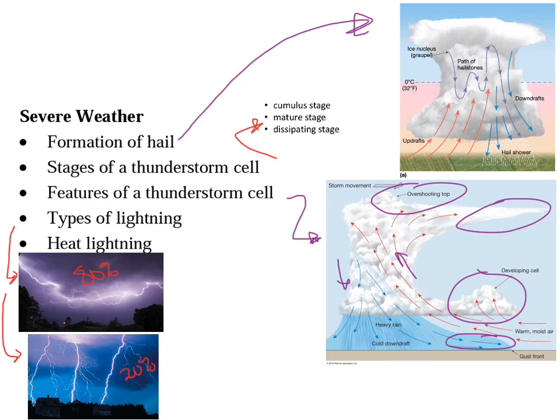And the last one, heat lightning. Heat lightning is the lightning that you see but you don't hear because it's too far away. I think it's like 12 or 15 miles away. Basically, the sound dies before it gets to you.